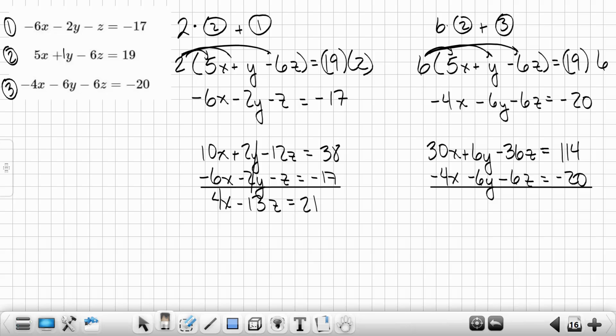30x, I'm going to the right side now. 30x minus 4x is 26x. 6y and negative 6y cancel. Negative 36z minus 6z is negative 42z. And 114 minus 20 is going to be 94.